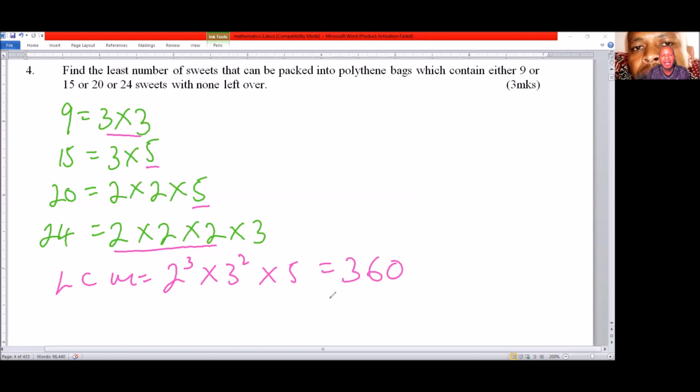So that is the LCM, or the least number of sweets that can be packed into a polythene bag which contains 9, 15, 20, and 24. So that's how you work out that question, and you get yourself 3 marks.